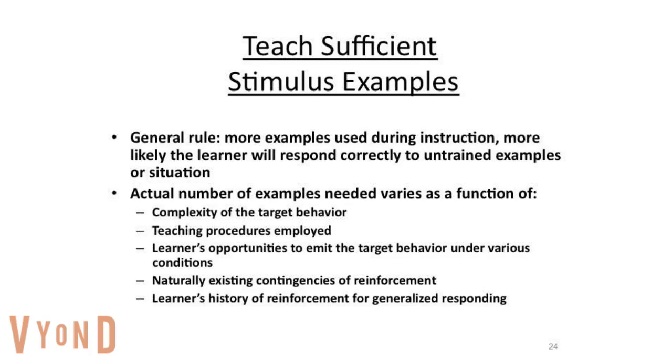And the actual number of examples needed will vary across how complicated the behavior is, what types of teaching procedures you're using, and how many opportunities they can actually use that behavior in different conditions or different settings. Are there naturally existing contingencies of reinforcement for the learner? And then their history of reinforcement for when they have actually generalized behaviors in the past.